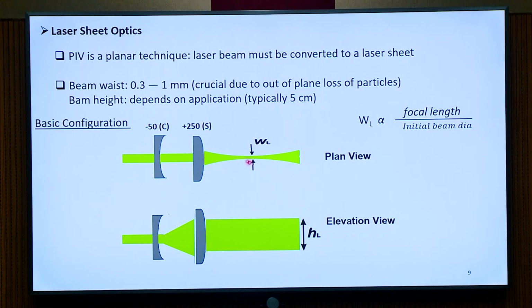So this is a very simple configuration to create a laser sheet from a laser beam, because the laser as such does not give you a laser sheet. You have to create a laser sheet. So here you see that using a pair of cylindrical lens and spherical lens, a laser sheet is created. This part is known as the beam waist, and your measurement region should be around this.